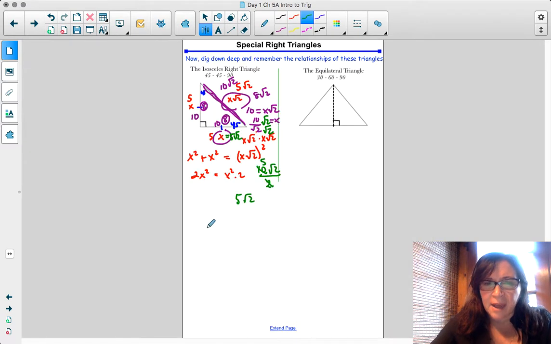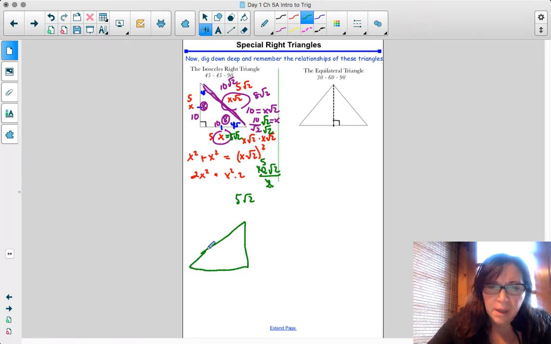Practicing that again, if I have a right triangle, and I said, again, this is 3, this is 3, and these are 45, 45, 90. This would be 3 root 2.